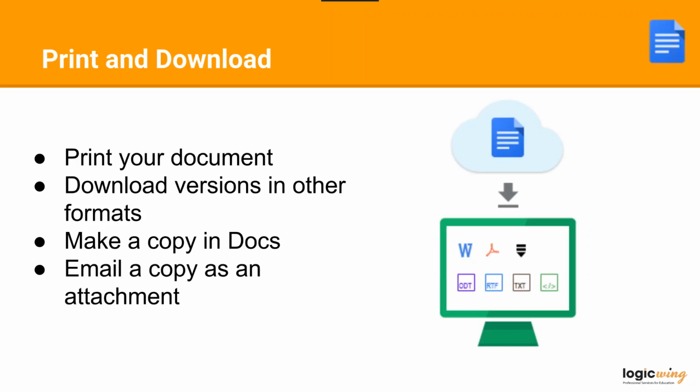Printing and downloading. So you can print right from Google Drive if you're trying to print a file. And you can do this in preview mode, or you can double click on the file, open it up, and then go to File, Print. You can also download versions of documents in other formats. You can make a copy of a file, and you can email a copy as an attachment.